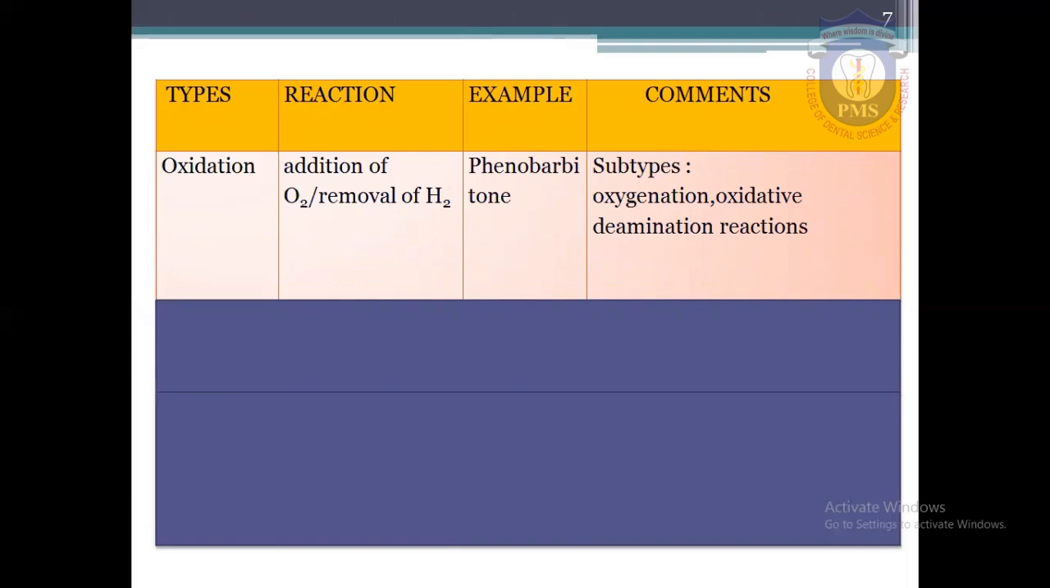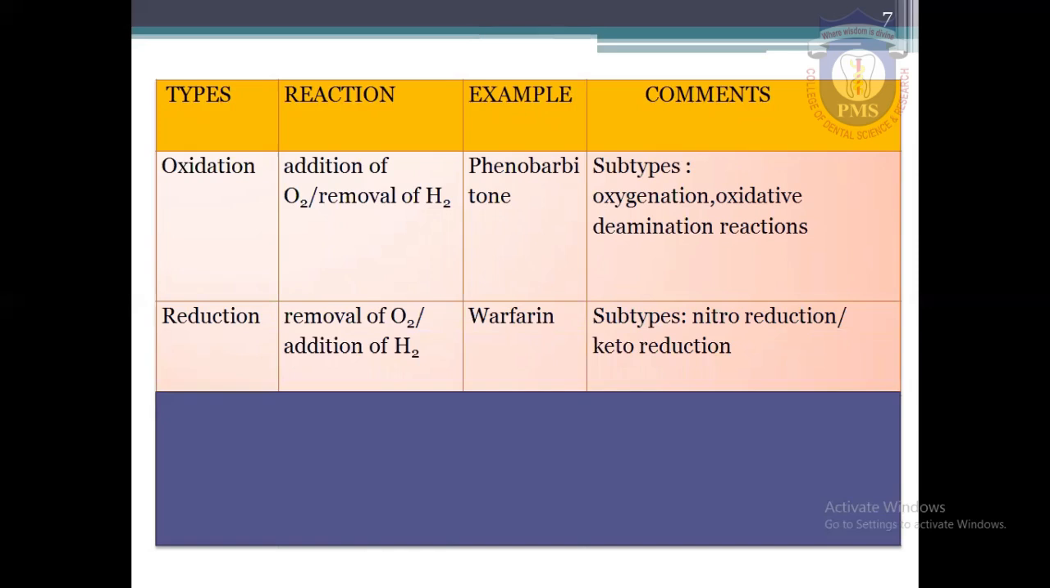In oxidation, there is addition of oxygen or removal of hydrogen. An example is phenobarbital. The subtypes of oxidation reactions are oxygenation and oxidative deamination reactions. In reduction reactions, there is removal of oxygen or addition of hydrogen. An example is warfarin. Subtypes of reduction are nitro reduction and keto reduction.